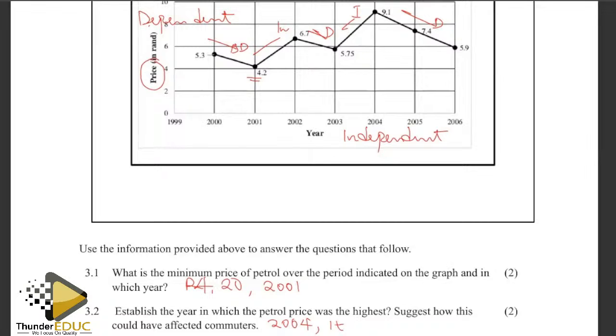What suggests how this could affect the commuters? That means the transport fee goes up. It's hiked or it's increased.